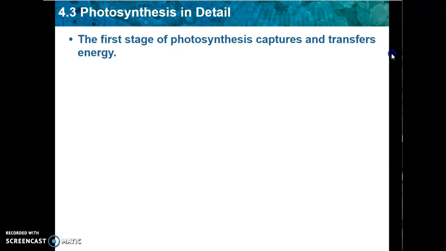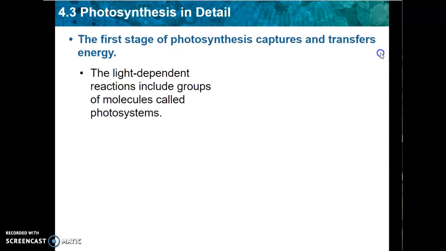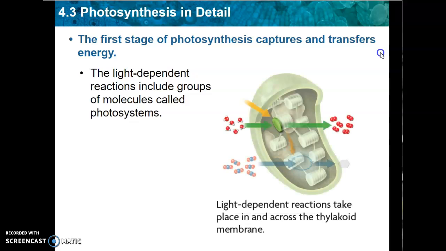Light energy is absorbed by pigments. White light is mostly absorbed by the chlorophyll A and B molecules along with the accessory pigments. That light energy is then converted in the photosystems into chemical energy.